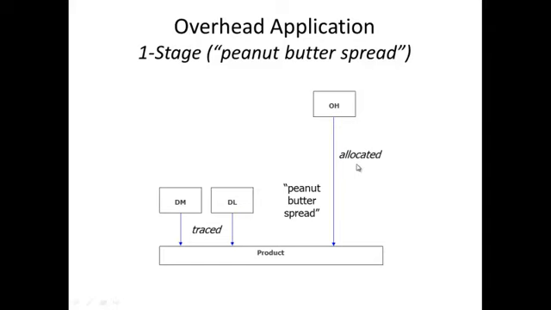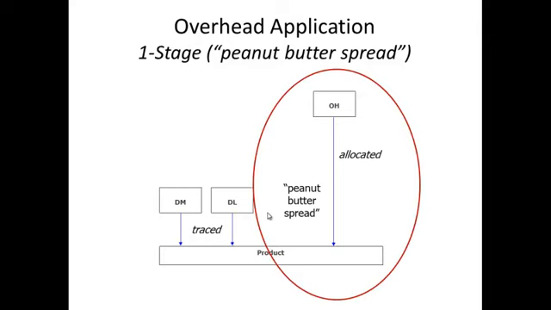I refer to this as the peanut butter spread because it's a fairly naive way of doing things. It's kind of like just taking all of your overhead and peanut butter spreading it across all of your different products. This is, by the way, a very common way of actually doing overhead allocations within industry even today, despite some of the issues that we're going to see later on. Let's think about how a simple overhead allocation system would work, a single-stage overhead allocation system.